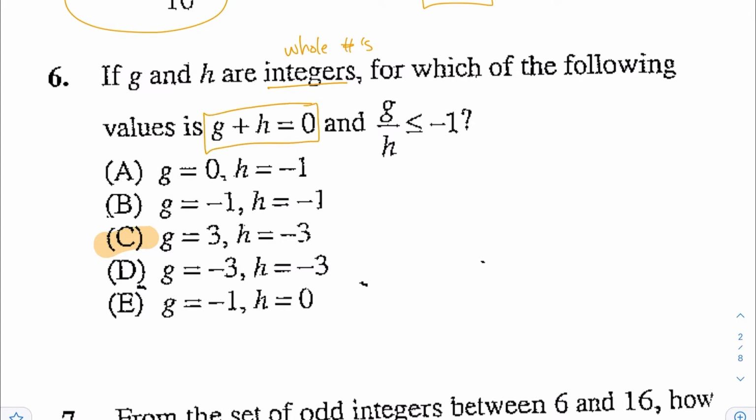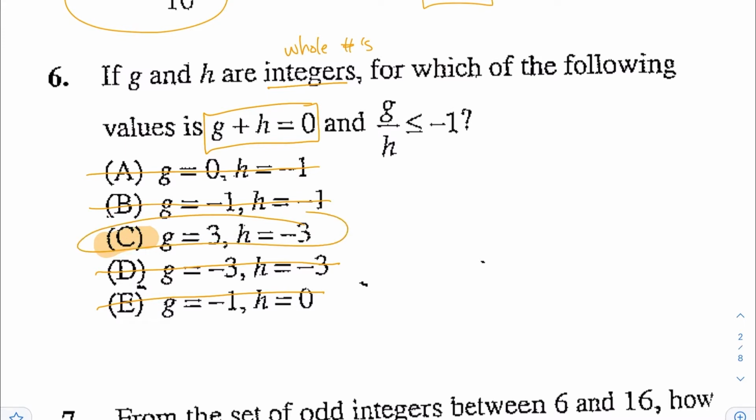So for example, in choice A, g plus h is not 0, because 0 and negative 1 aren't opposites. For choice B, they're both negative, so they're not additive inverses. For choice C, they are 3 and negative 3. These are additive inverses. They'll add together and they'll cancel out. For choice D, they're both negative, so that's wrong. And for choice E, 0 and negative 1 are not additive inverses. So the answer has to be choice C.